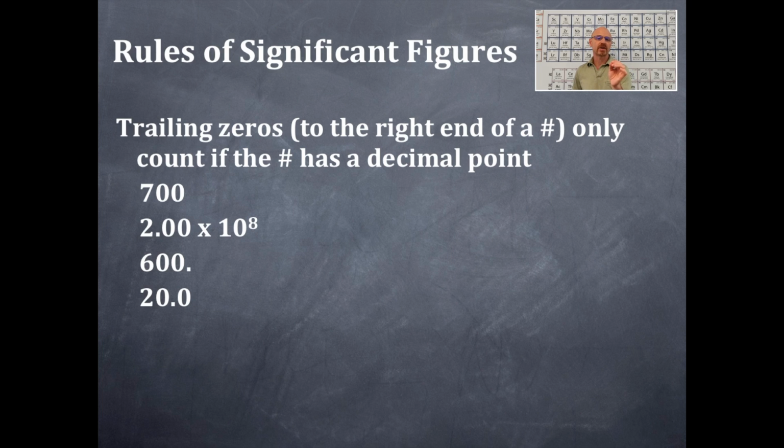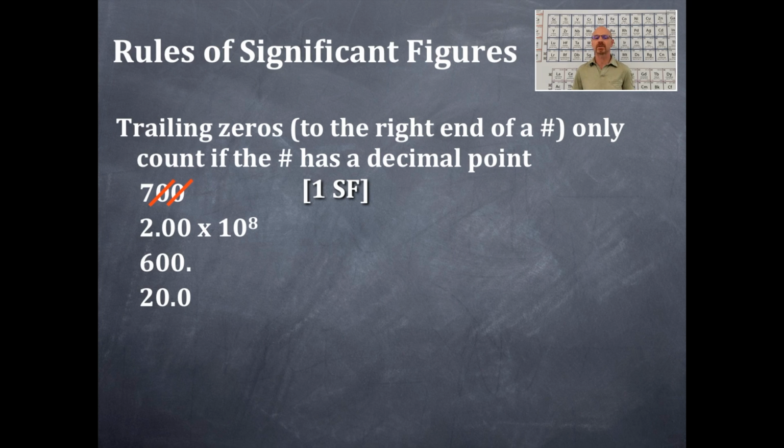The first number is 700. In the number 700, the 7 counts because it's a non-zero integer. How about those 0, 0? Do you see a decimal in that number? I do not. Those 2 zeros, to the right of the 7, are trailing a non-zero integer, but without a decimal. So those 2 zeros do not count. How many significant figures in the number 700 without a decimal? 1 significant figure.